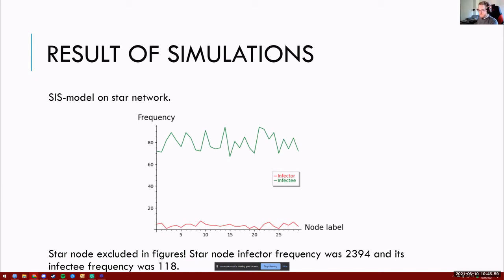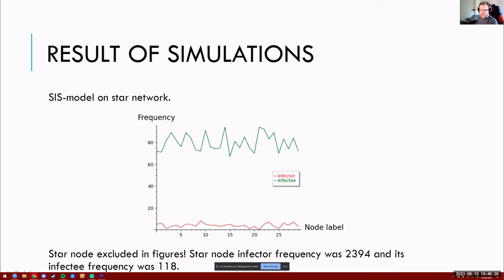So the star node is excluded because of its large infector frequency. It was 2,394 as opposed to everyone else's infector frequency, which was around 5. And so it's going to be super huge, and even at logarithmic scale, it was going to be very difficult to see what was going on. Its infectee frequency was 118.